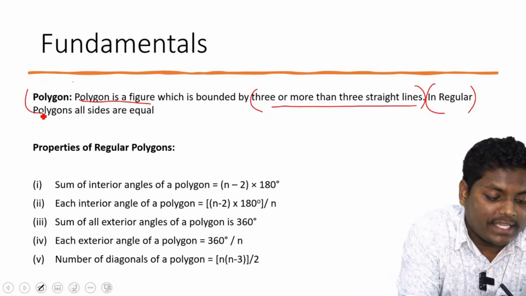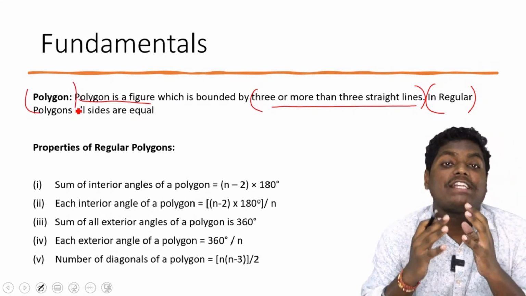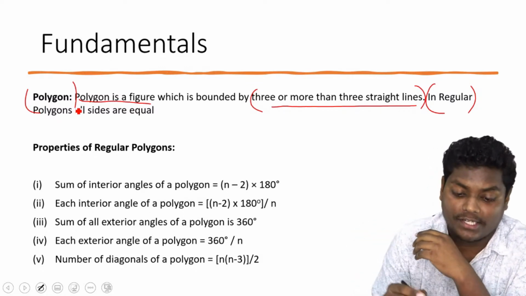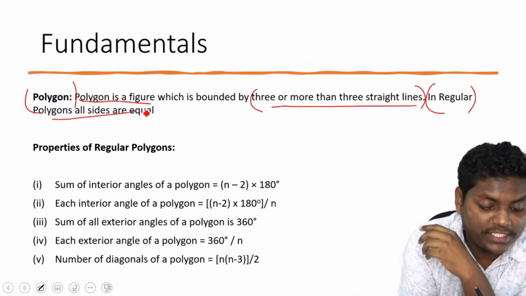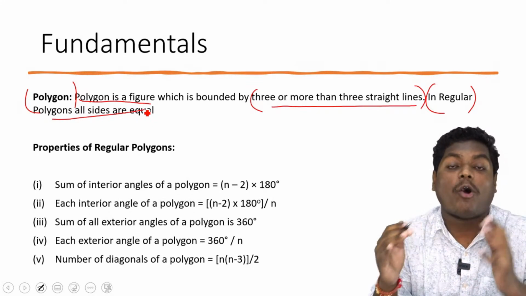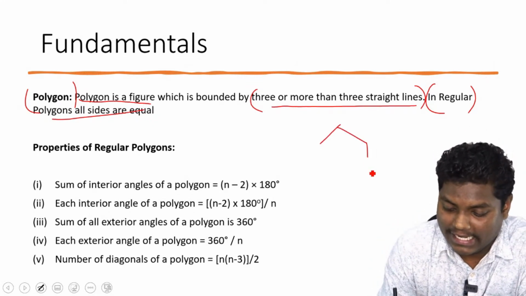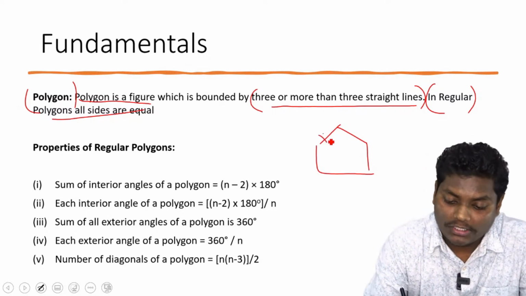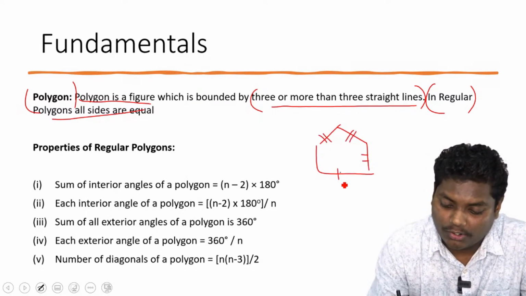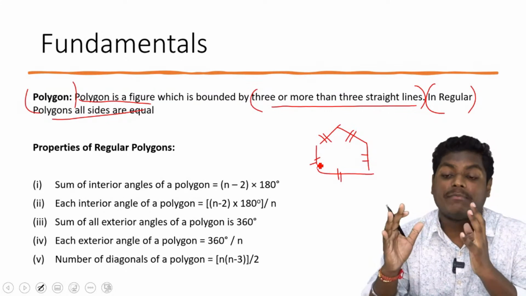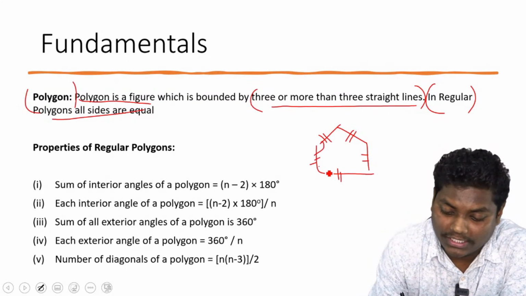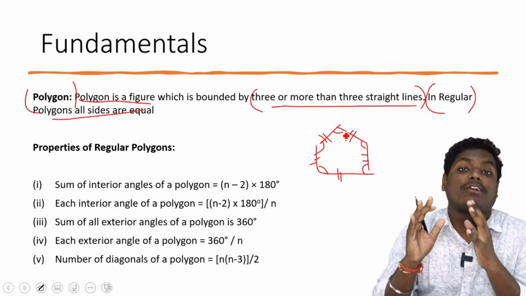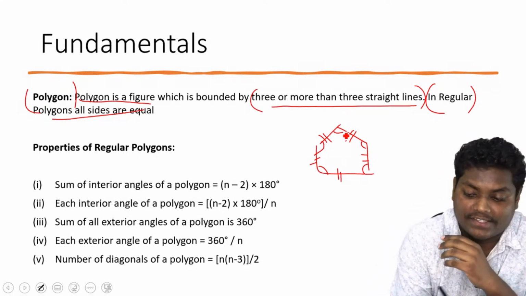There are 2 kinds of polygon that we can generally see: regular polygon and irregular polygon. Now, what do we mean by regular polygon? Regular polygons have all sides similar. If I consider this to be a regular polygon, it means all the sides of this polygon are the same, and all the angles, the interior angles and the exterior angles, are the same. So I'll just repeat what a regular polygon is.